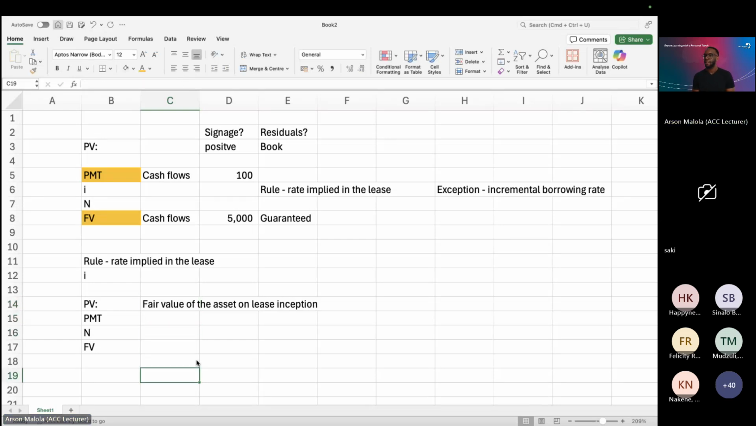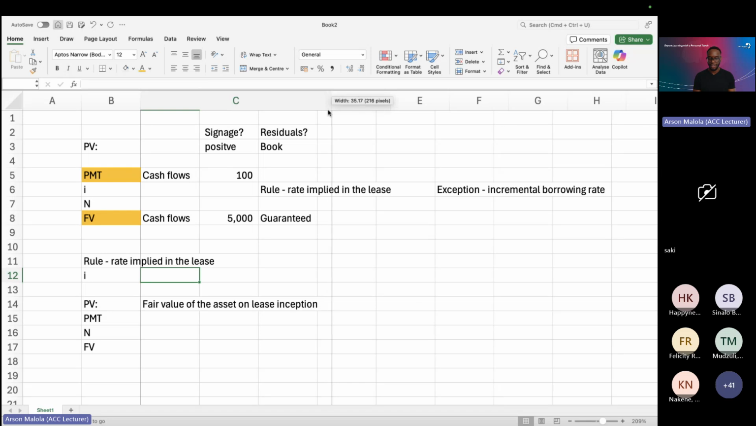Okay. When you have this number or amount, that is your clue that you can calculate a rate implied in the lease. That is your clue that you must calculate the rate implied in the lease, irrespective of them giving you an incremental borrowing rate. That's your examiner just trying to distract you. Okay. Then you punch all of this into your calculator, and then back to the signage question.